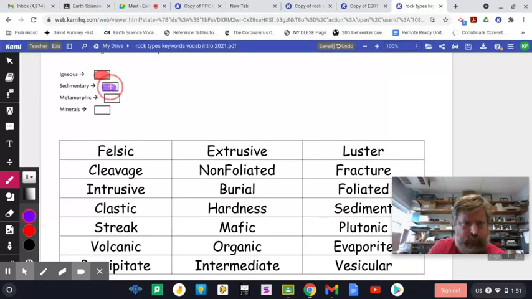Sedimentary. How's purple sound? Metamorphic will be green. And then if these words go with minerals, they'll be yellow. So you'll come down here and highlight according to that key, right? Well, how the heck do I know? I've never heard of any of these words.